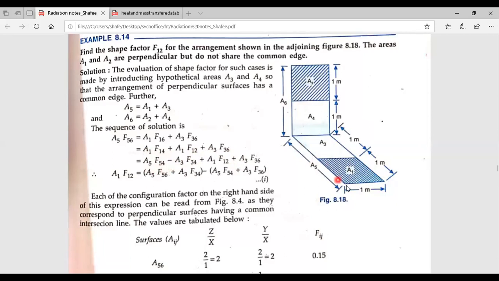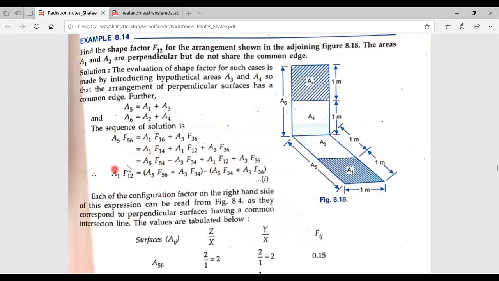A5 F54 minus A3 F34. What you'll get? So from A5, from 5 to 4, minus A3, 3 to 4, what we'll get is 1 to 4. So this particular A1 F14, I can write down like this. Okay. Now what I'll do, I just rearrange this, keep this particular A1 F12 this side, and send all the things here.